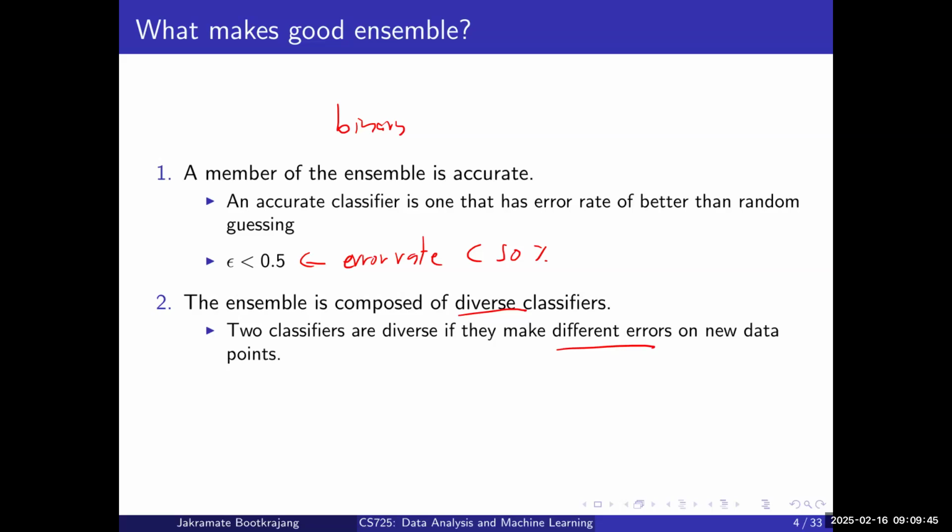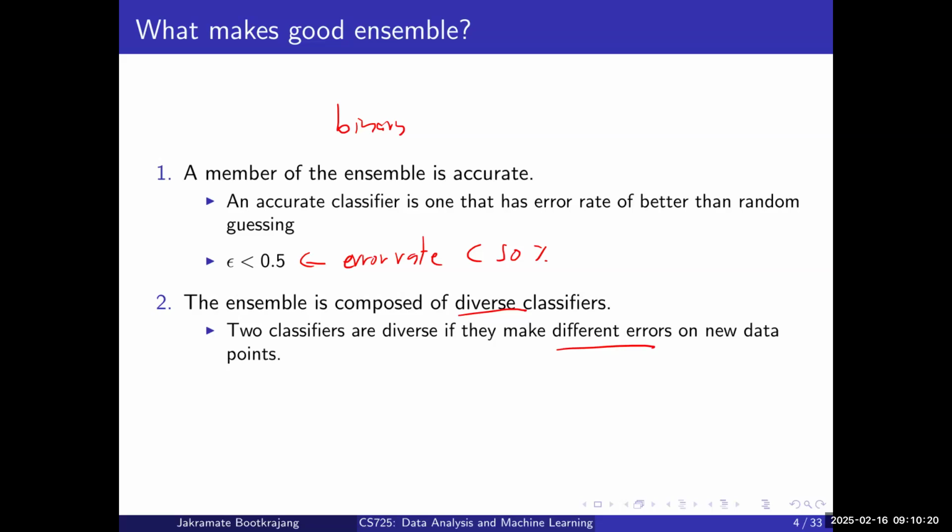And there's a good reason for that. Because we want to combine many people with different ideas, right? If everyone agrees on the same idea, there's no point in combining them. You just use one, right? Because if one person makes this decision, the rest would make the same decision. So there's no point in combining them. So we want the decisions to be different between each of the classifiers.